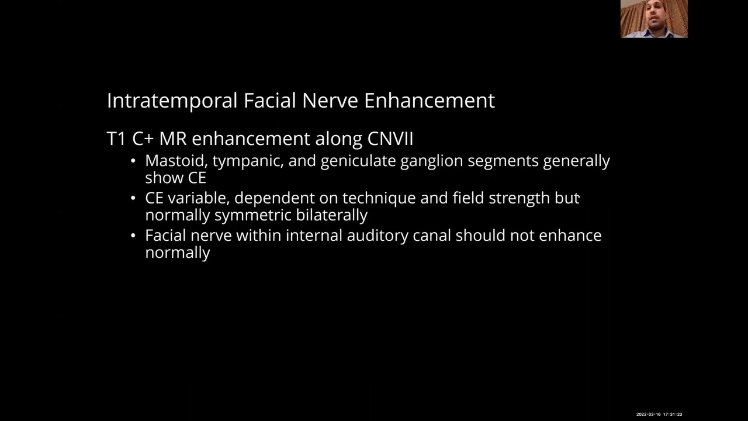Intratemporal facial nerve enhancement, the mastoid, tympanic and geniculate ganglion segments, generally shows contrast enhancement. This is variable, dependent on the technique and field strength, but normally symmetric bilaterally. The facial nerve within the internal auditory canal should not enhance normally.